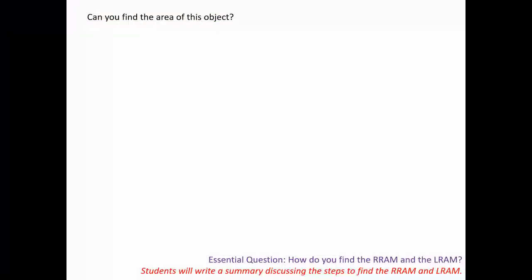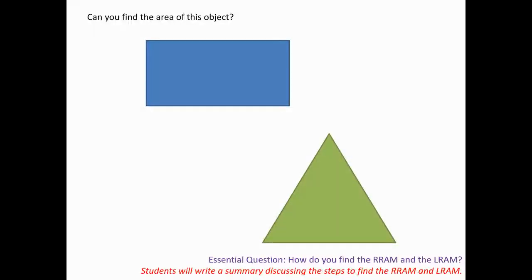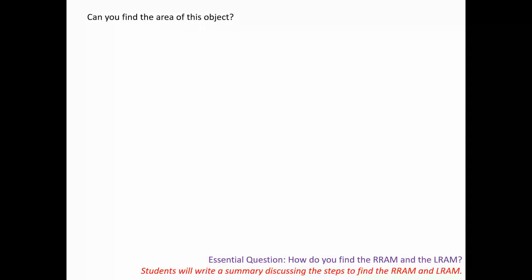have you think about this. So the first thing is, do we know how to find the area of that object there? I think we would all know that that's either base times height or length times width because it's a rectangle. And then my question is, do we know how to find the area of that object? That's a triangle, so we would know it's 1/2 base times height.